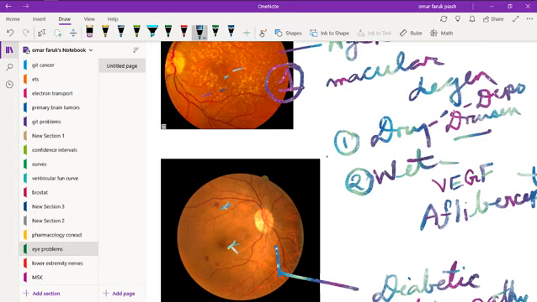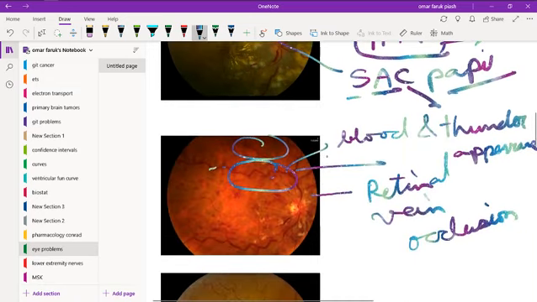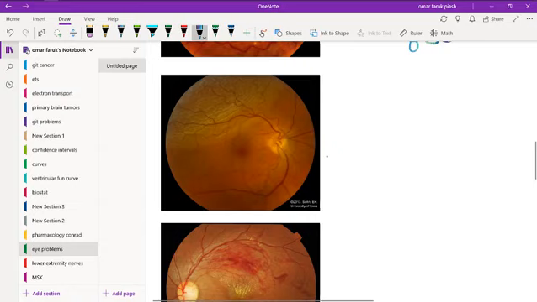In hypertensive retinopathy, what you have to do is control hypertension, and you have to remember this: copper and silver wiring, arteriovenous nicking, cotton wool spots, papilloedema, immediate lowering of blood pressure. And in retinal vein occlusion, what you have to remember is the blood and thunder appearance. And the next one is retinal detachment.